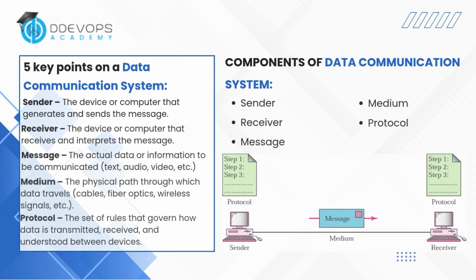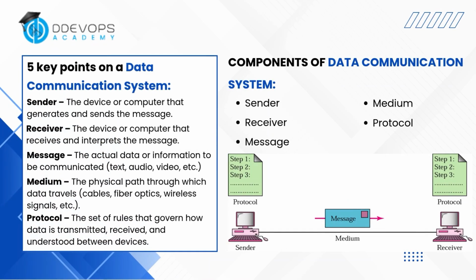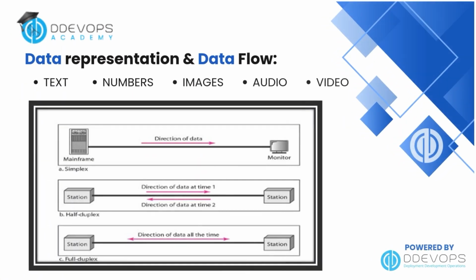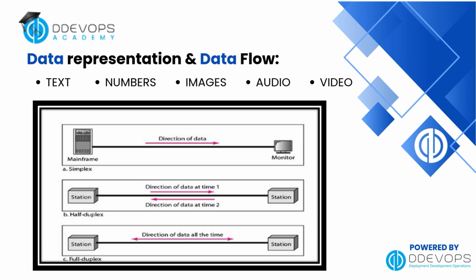5 key points of a data communication system. Message: the actual data or information to be communicated, text, audio, video, etc. Medium: the physical path through which data travels, cables, fiber optics, wireless signals, etc. Receiver: the device or computer that receives and interprets the message. Protocol: the set of rules that govern how data is transmitted, received, and understood between devices. Sender: the device or computer that generates and sends the message. Data can be represented as text, numbers, images, audio, or video.